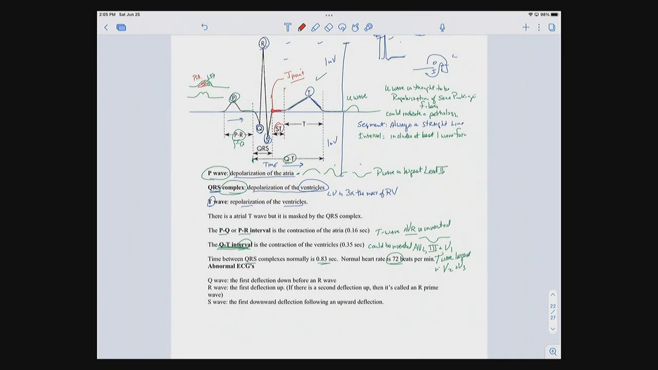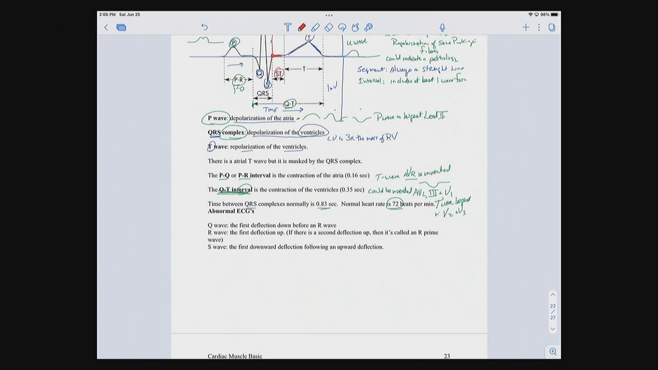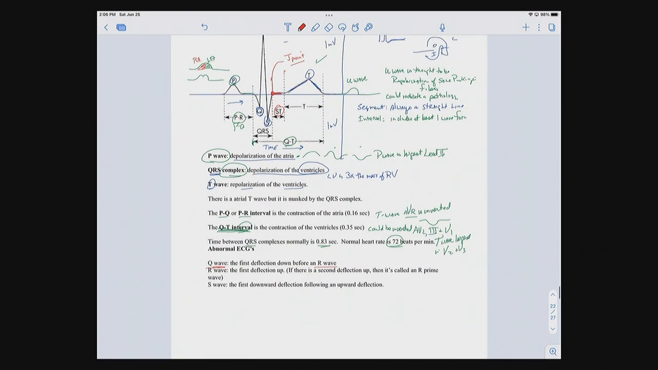Let me tighten up the definition of some things here. A Q wave is defined as the first deflection down before the R wave. So it's going to be, by definition, following the P wave. So now I'm returning to baseline here. So I got my baseline there. And so the first wave down after the P wave, but before the R wave, we define as the Q wave.